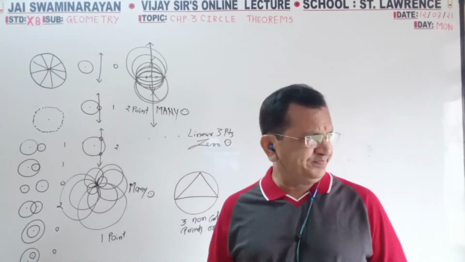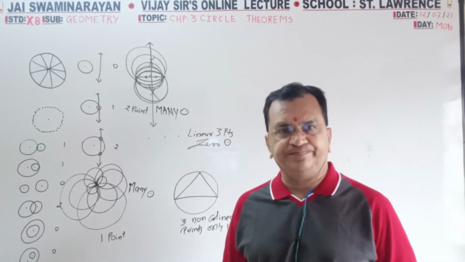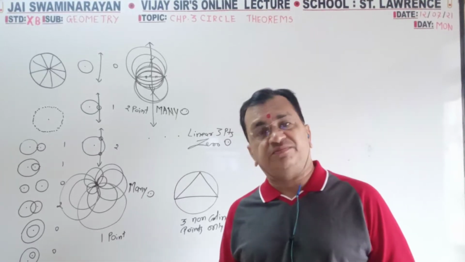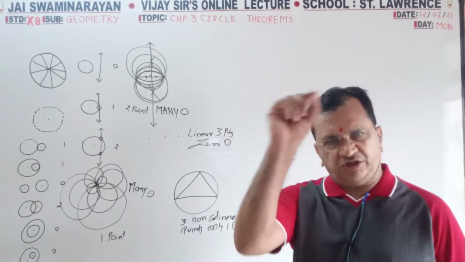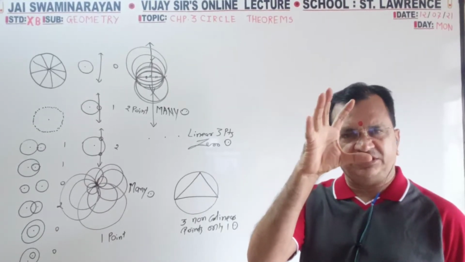Circle. There is a fixed point. It is known as the center. A set of points which are equidistant from the center, a set of points which are equidistant from a single point, that is a circle. Definition.